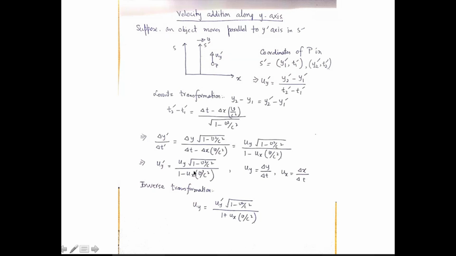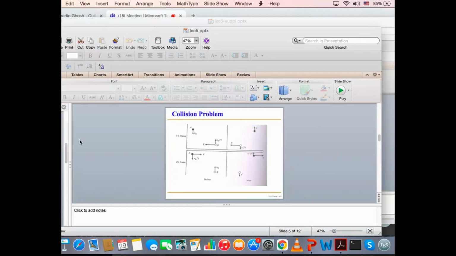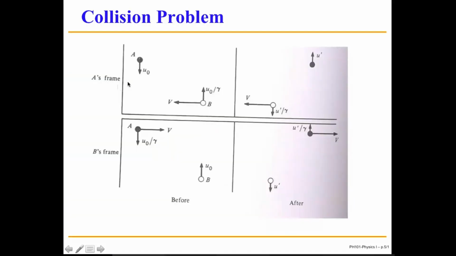Simple formula. What is ux? ux is 0. So you get uy prime equal to uy into this, which is the 1 by gamma factor. So uy prime is uy by gamma. As simple as that. So that's how A is visualizing the situation before the collision takes place.